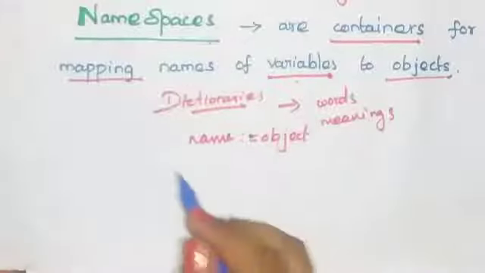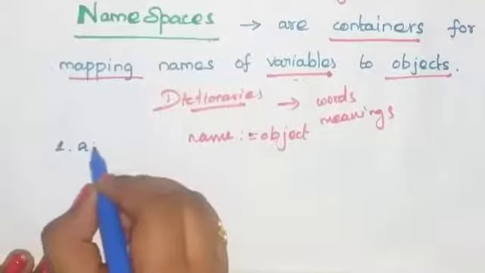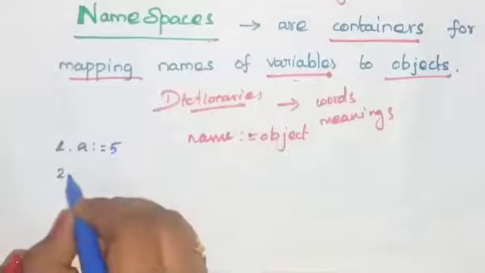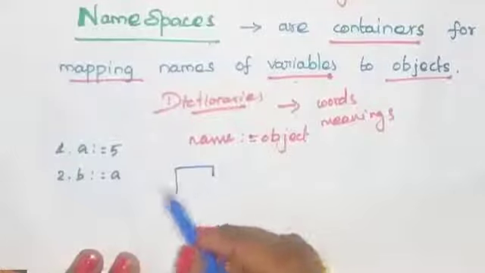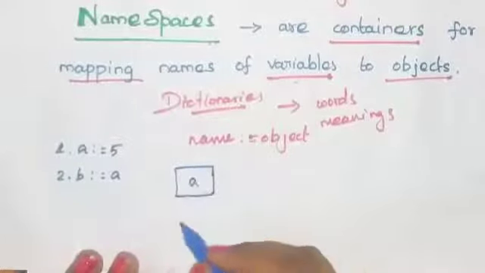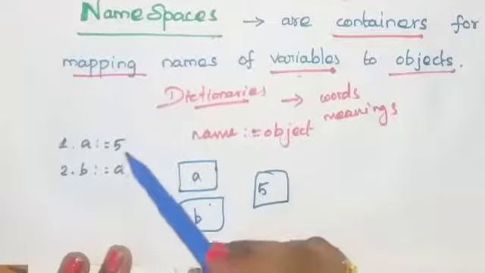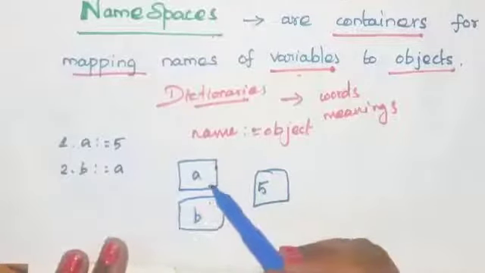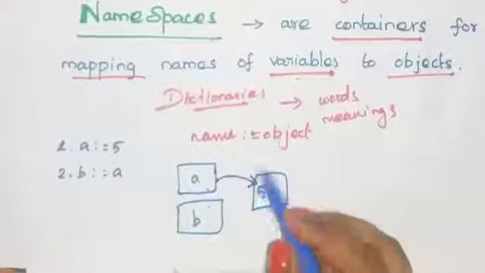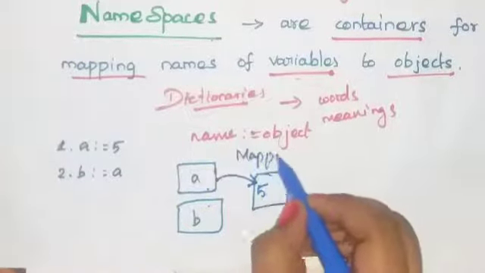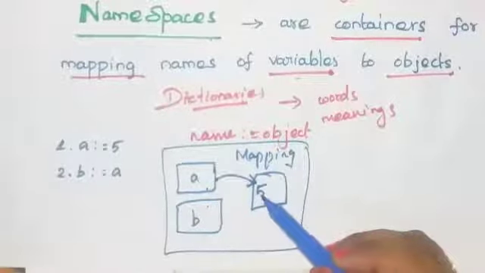So let's see one example. Write the statement here: A is equal to 5, and the second statement, B is equal to A. Now draw the mapping for these statements. This is A, this is B, this is 5. In the first statement, A is first mapped to the integer 5. So A is mapped to integer 5. This is mapping. Here A is a variable and the integer value 5 is the object.